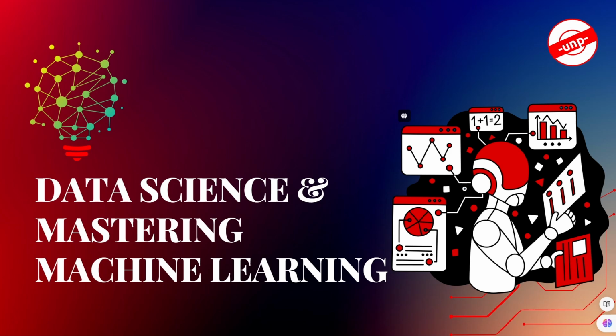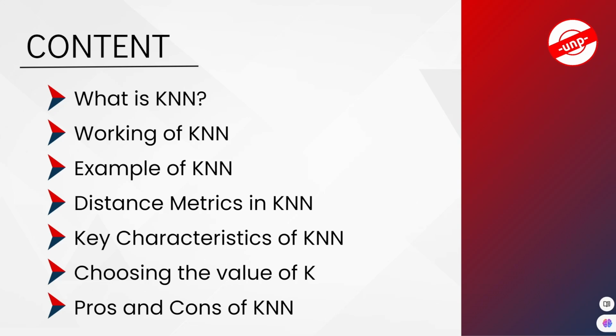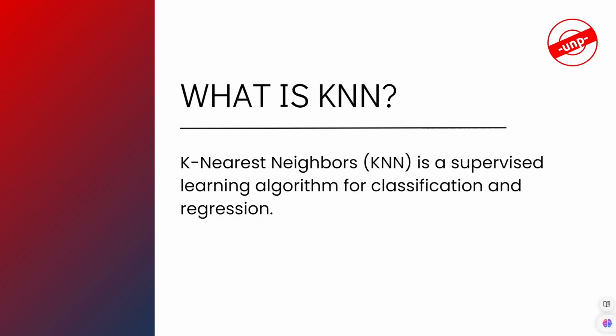In this session of Data Science and Mastering Machine Learning, we are going to understand K nearest neighbors. That includes understanding what is KNN, working of KNN, example of KNN, distance metrics in KNN, key characteristics of KNN, choosing the value of K, and finally understanding the pros and cons of KNN. We will also work on two projects implementing KNN. Let's begin with understanding what is KNN.